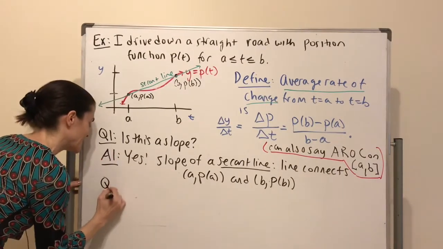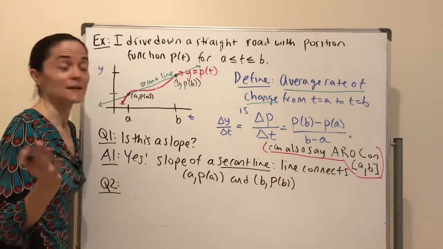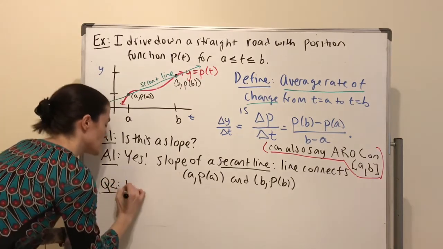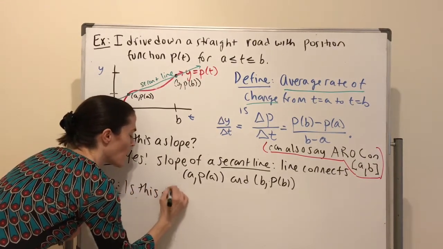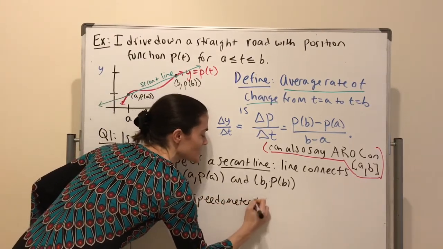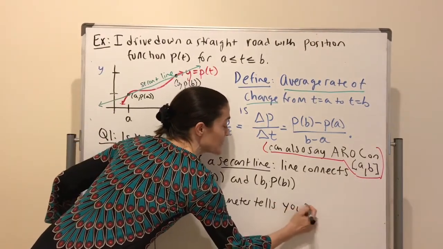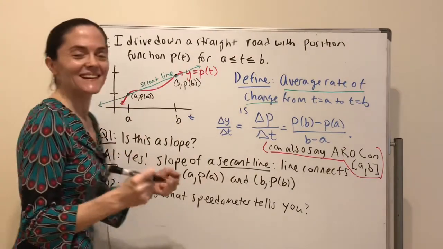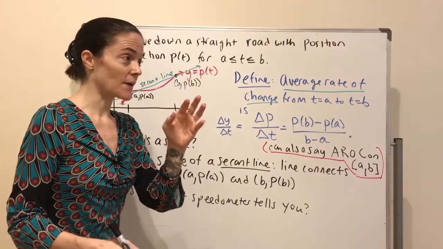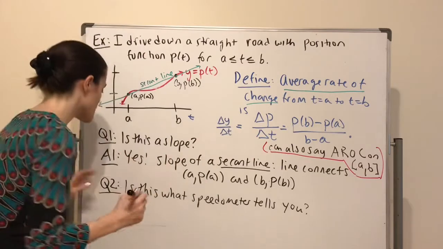Question 2. Well, we have something here that's in miles per hour, right? It's the average rate of change on the interval. Question 2: is this what the speedometer tells you? If you're driving down the road in your car, and you look down and see it says 40 miles per hour, is that this? Same units, right? Well, the answer is no.